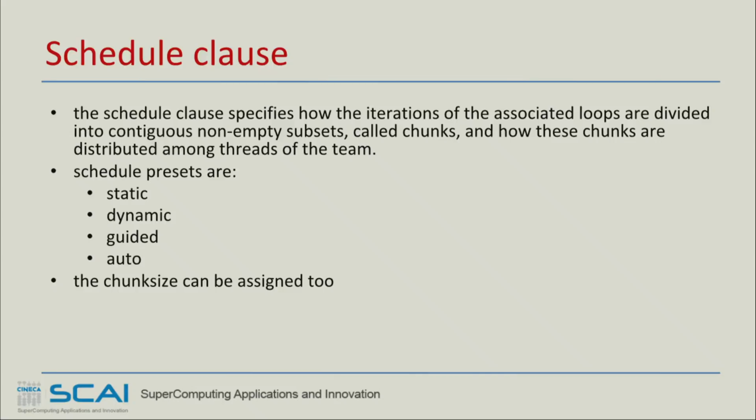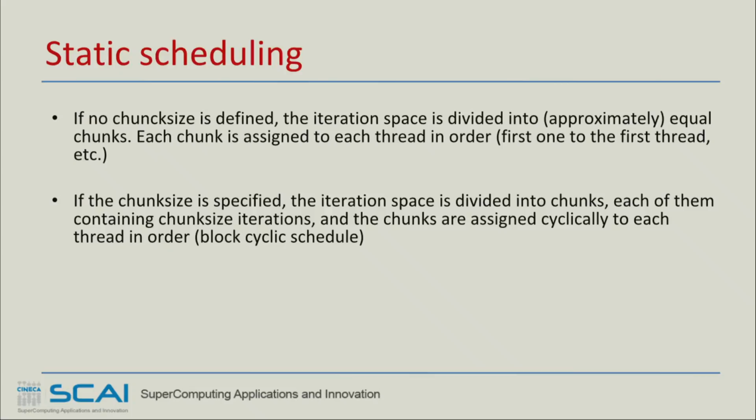There are 4 different scheduling options: static, dynamic, guided, and auto. And there is the definition of the chunk size. When I just told you I have 400 iterations, and I take 4 chunks of 100 iterations, the chunk size is the amount of work that I distribute to the threads. So let's see what the differences are.